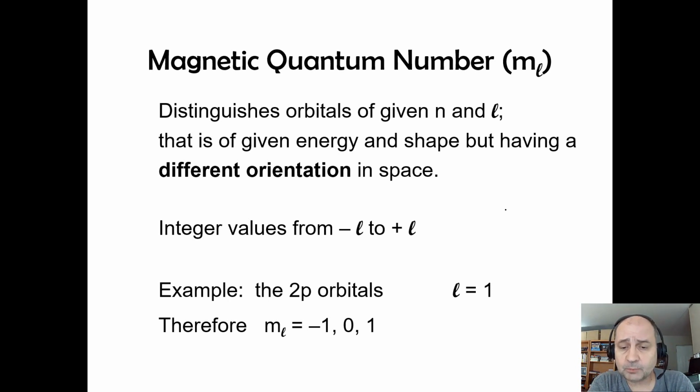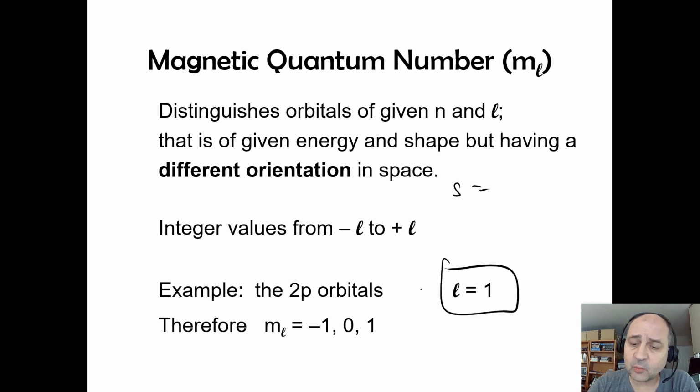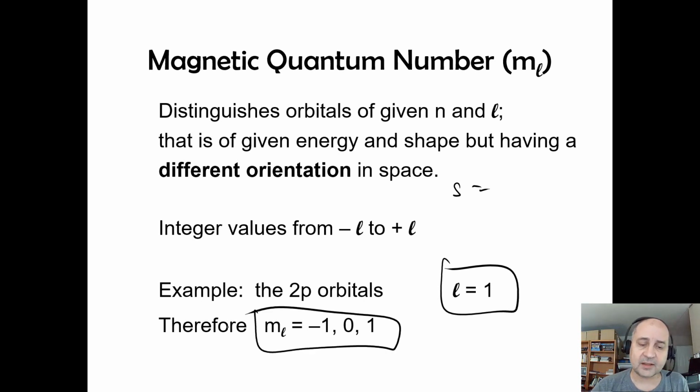for one principal number L. So for example, if we have S, we can only have one L, and if we have P, we can have three L's. And so if L is equal to 1, we know it's a p orbital. We can have three different orientations, px, py, and pz, and the way we would write it is like this: m sub L equals -1, 0, and 1.